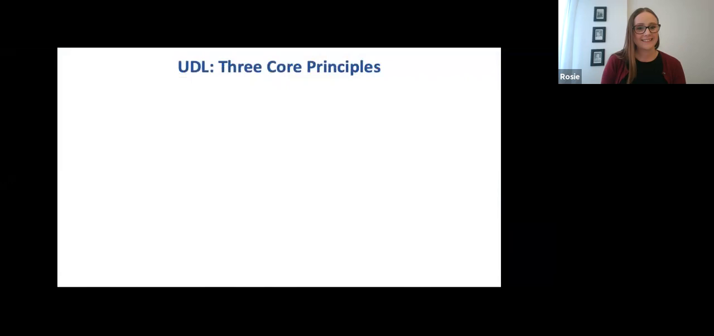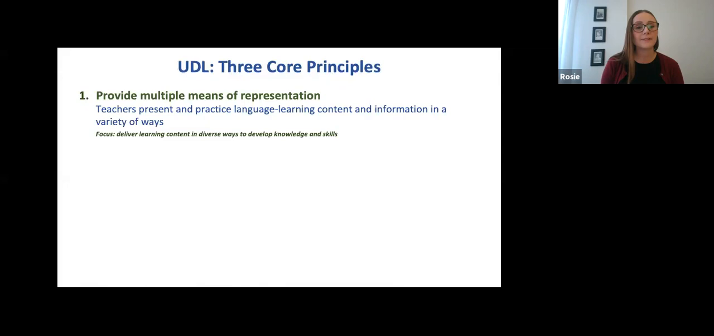So we're going to go over those three core principles that I told you about. Now, these three core principles are really, really important, and they are the foundation of universal design. The first one is provide multiple means of representation. Now, I referred to this when I was talking about learning. So this is the way in which students understand information. So teachers need to present and practice language learning content and information in a variety of ways, because we all learn differently, just like that fingerprint I told you about. So when we think about this, the focus is delivering learning and content in diverse ways and to develop knowledge and skills, okay? So we're gonna go through these one by one in a second.